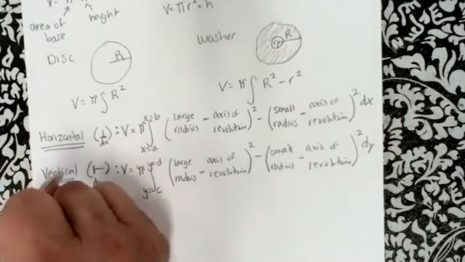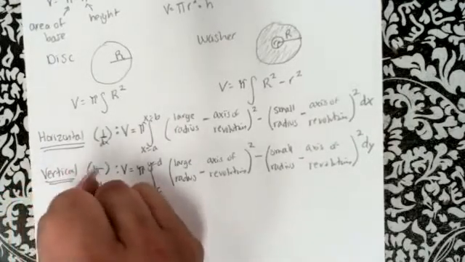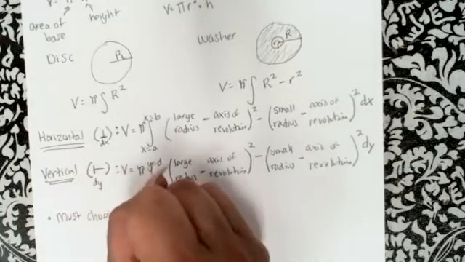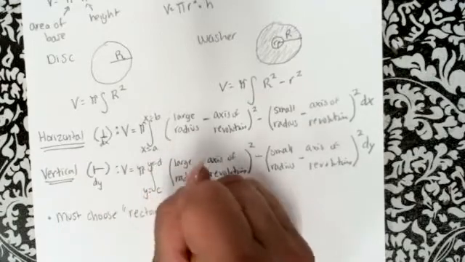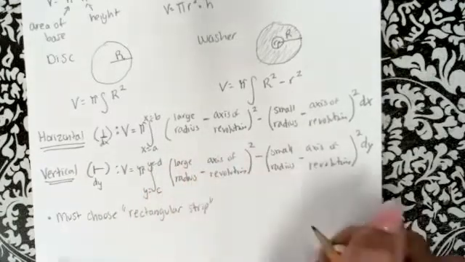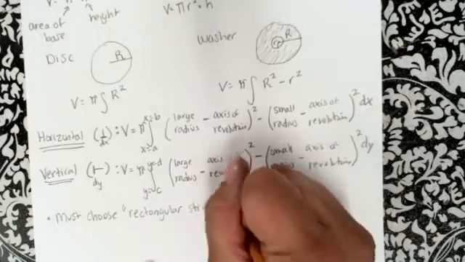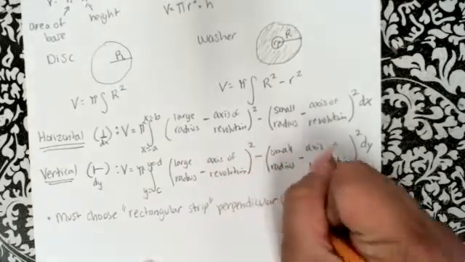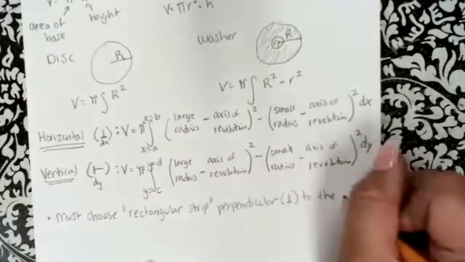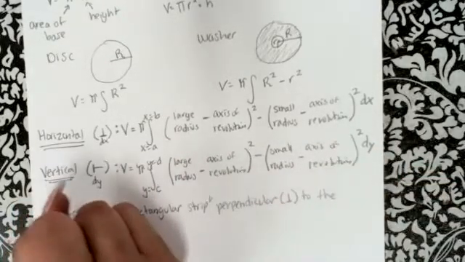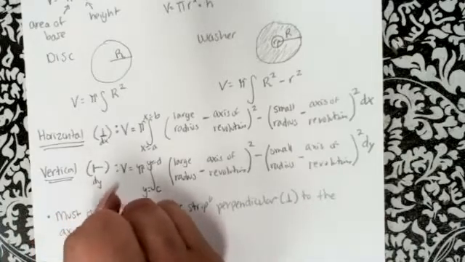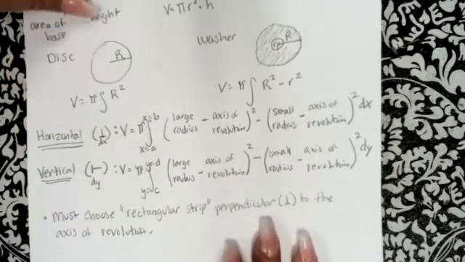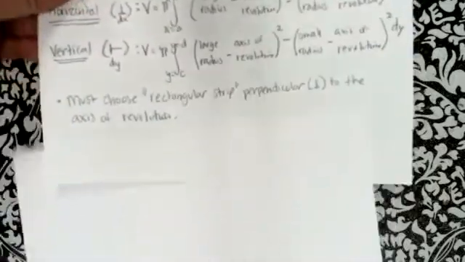Now, we must choose a rectangular strip perpendicular to the axis of revolution. So let's see what these look like.